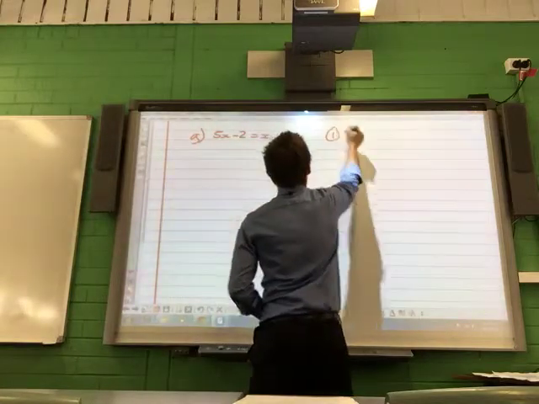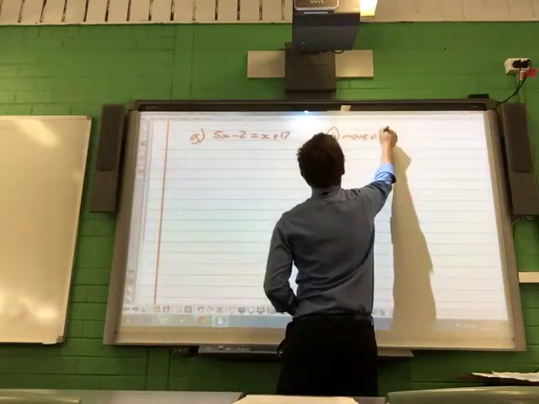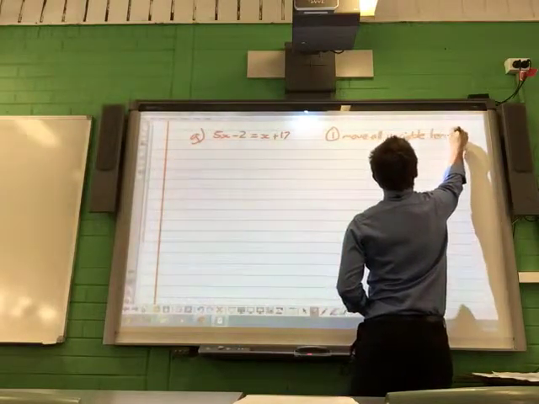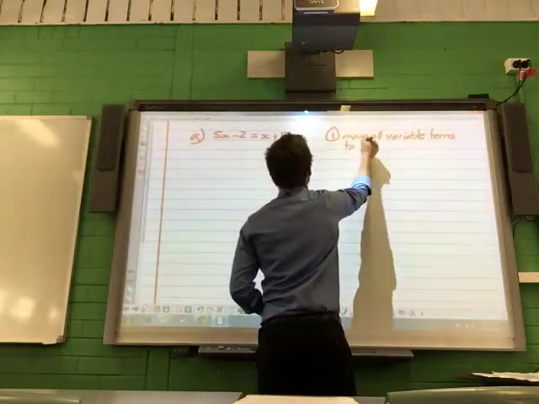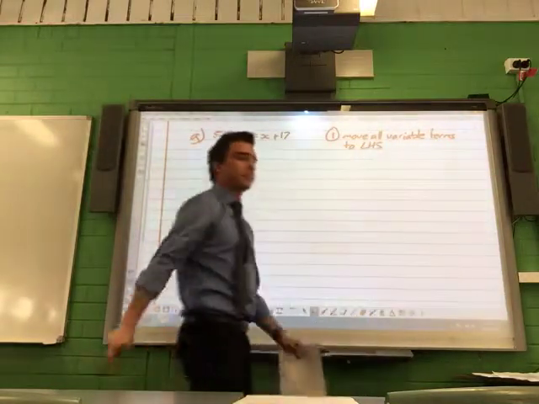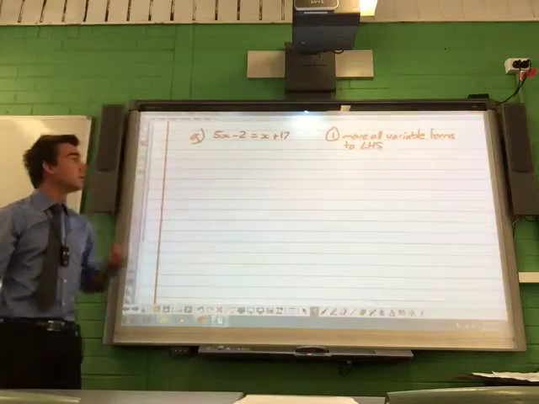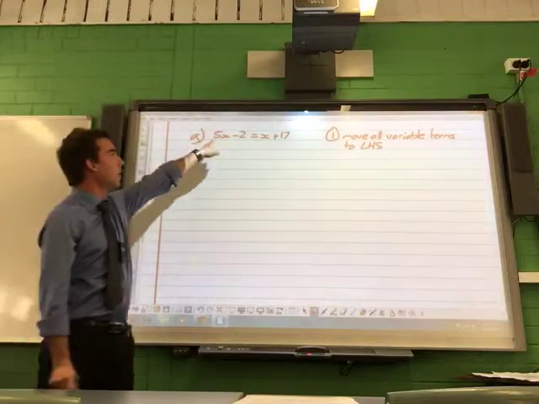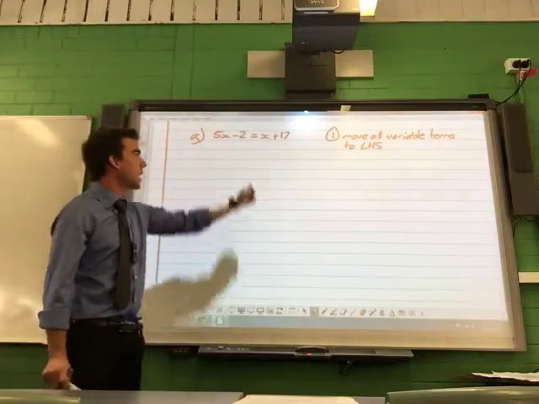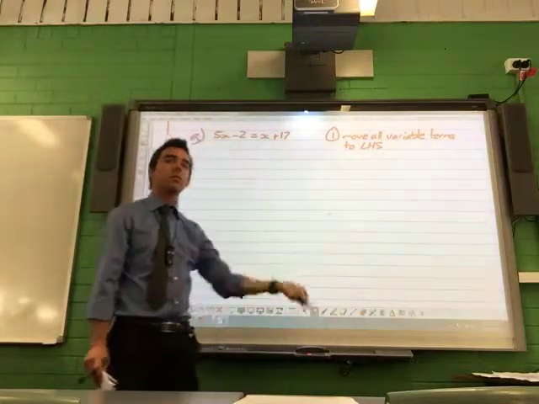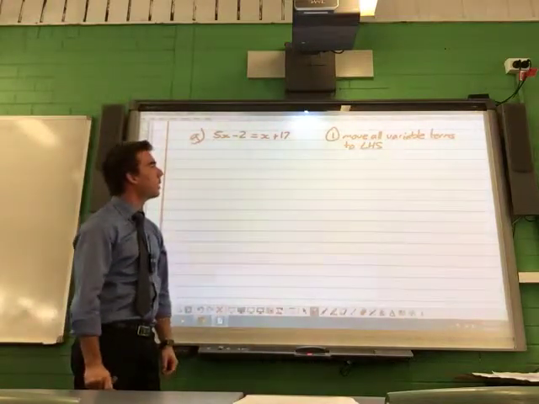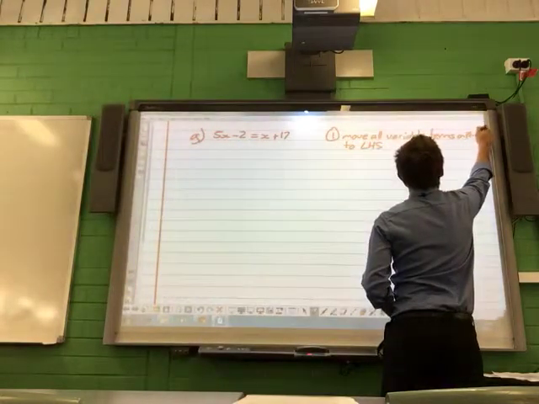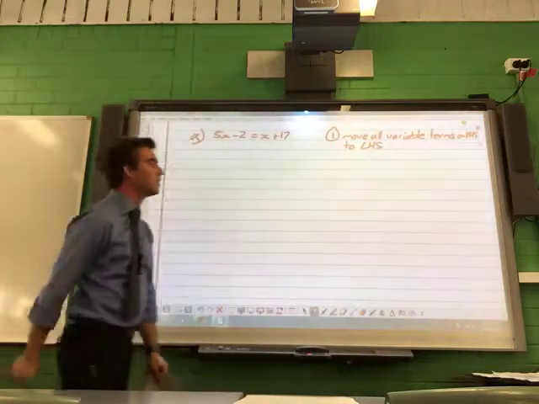So, step number 1, move all variable terms to the left-hand side. So I have 5x take away 2 equals x plus 17. So when I say left-hand side, right-hand side, I'm referring to the equal sign. Variable term on the RHS, sorry, because the stuff's already on the left.